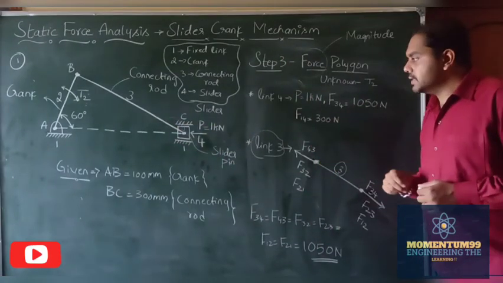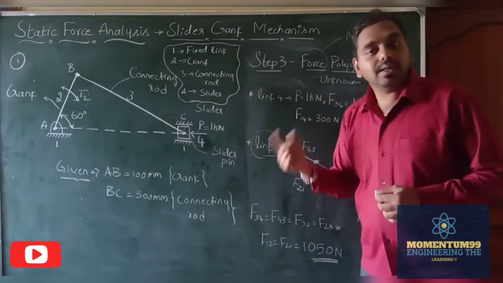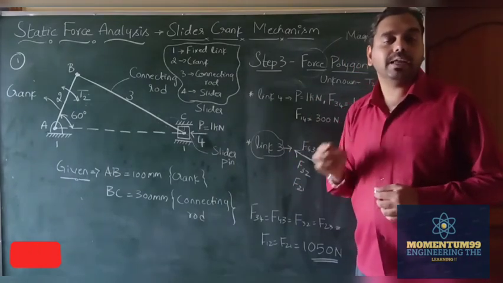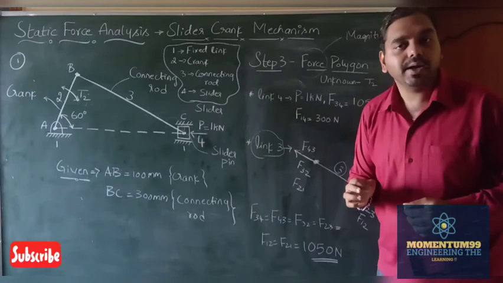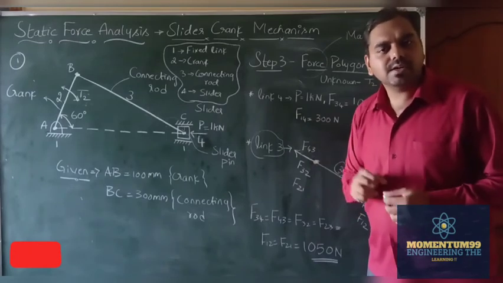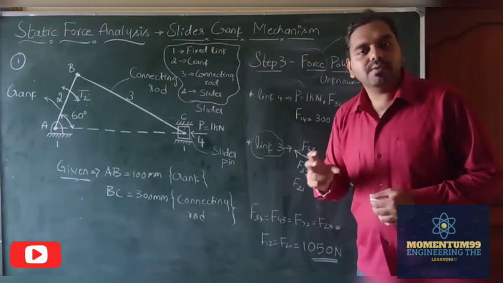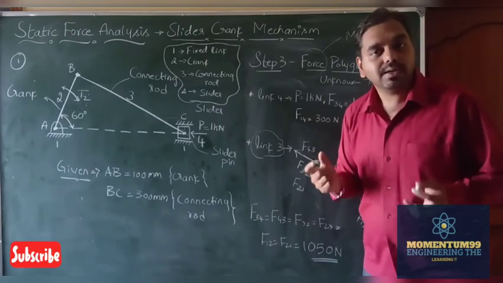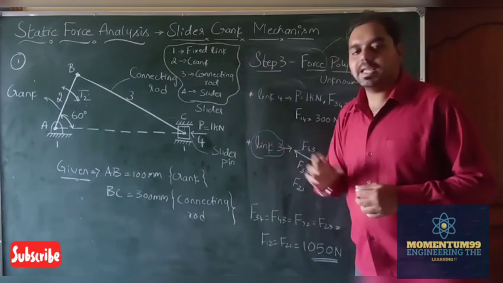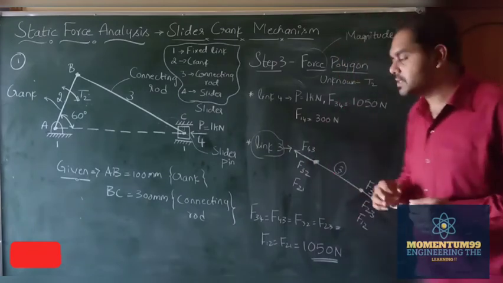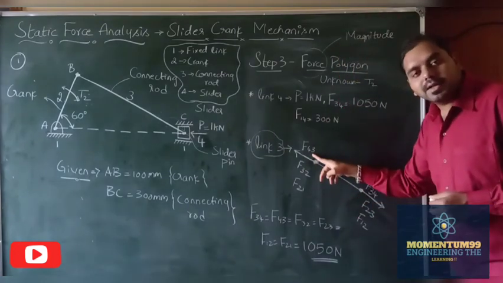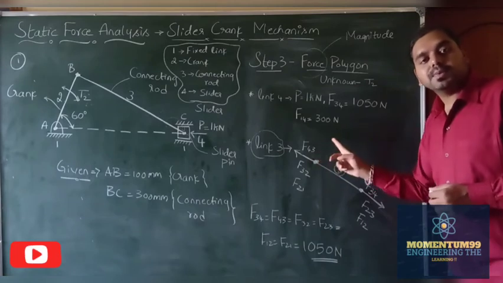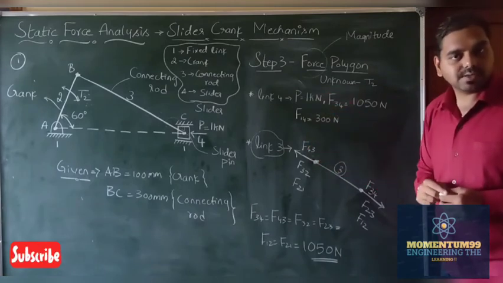Also, since our link 3 is connected to two other links, this is the case of static equilibrium of a body acted upon by two forces. For its equilibrium, we have learned that a body acted upon by two forces should have forces equal in magnitude and opposite in direction. So for the static equilibrium of our third link, we have indicated the forces being transferred to the third link under consideration here.